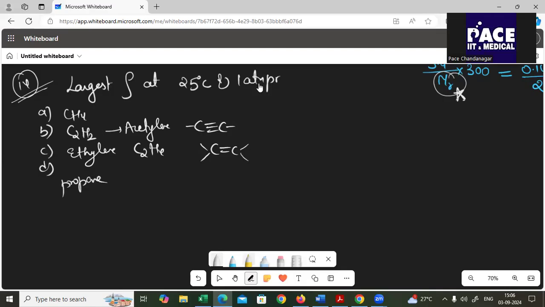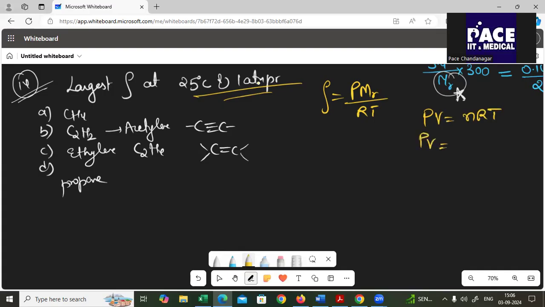Largest density. Now, what do you mean by density? Density is PM by RT, right? Because we have already seen the ideal gas equation, PV is equal to nRT. We know P times V, and n is equal to given mass, which I don't know, by molar mass, into RT. Now, if I say this and this, you bring it on to the other side.